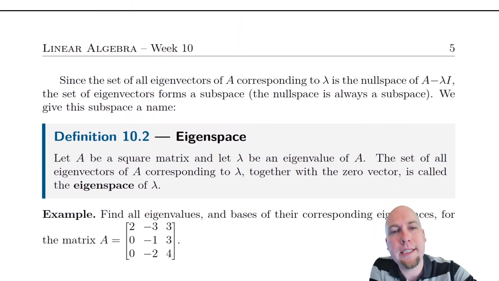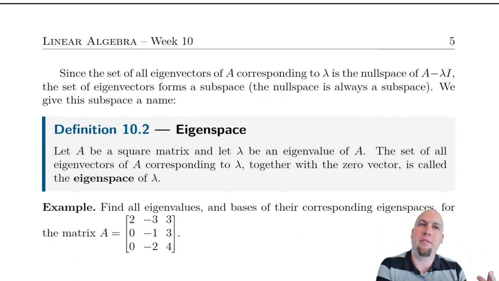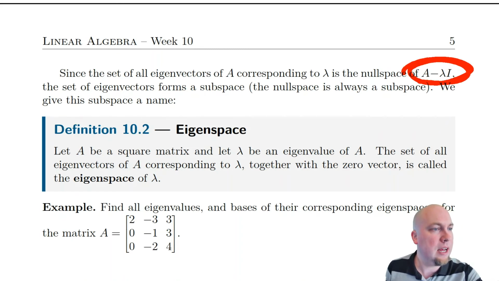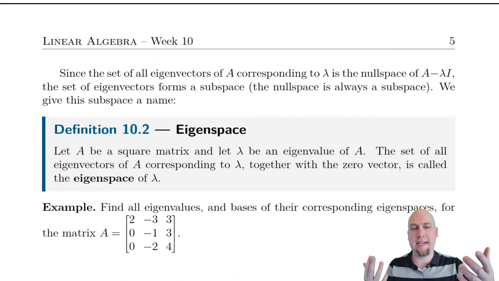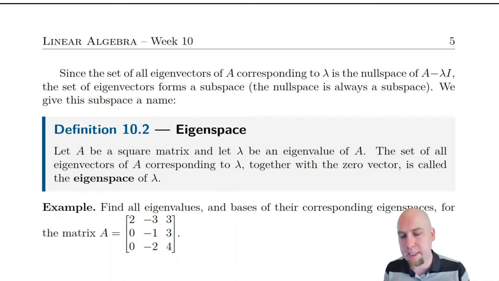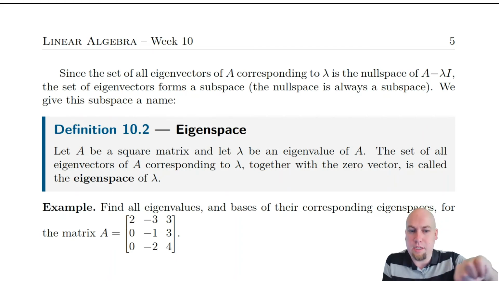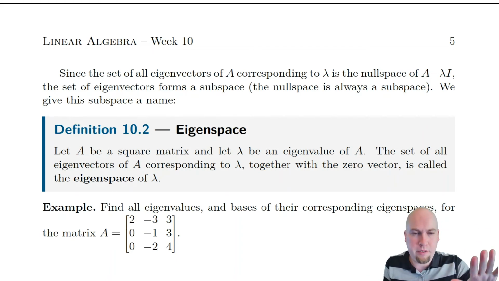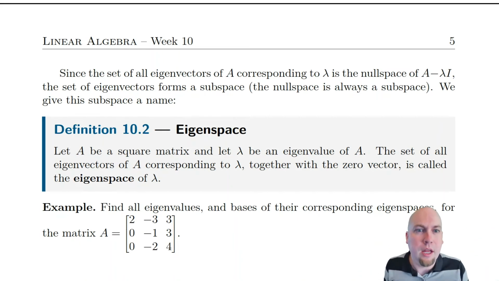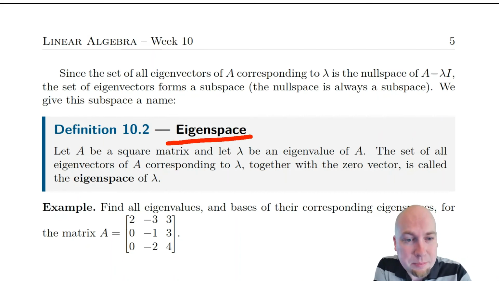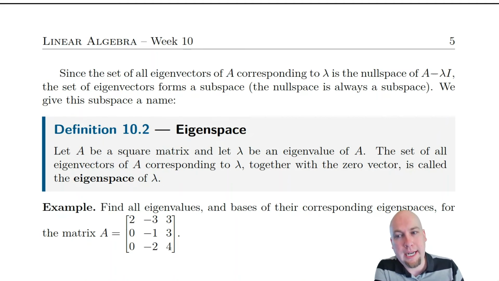And the reason is, remember, how do we calculate eigenvectors? We compute the null space of a certain matrix. We compute the null space of A minus lambda I, and that gives us the set of all eigenvectors associated with lambda. Well, the null space of a matrix is a subspace. It's a line going through the origin, or a plane going through the origin, or a similar higher dimensional thing going through the origin. It's a subspace. And now we're going to give that subspace a name. We call it the eigenspace associated with a particular eigenvalue.